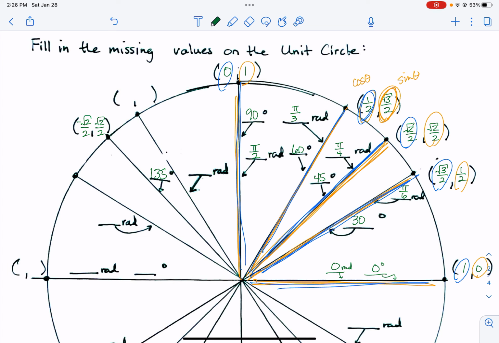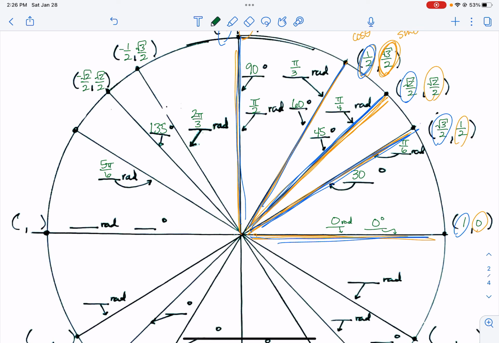In radians, this angle over here, that's your 2 pi over 3. And that's very similar to the pi over 3 coordinates, right? The only difference is we have negative 1/2 here, and then radical 3 over 2 here. Over here we have the 5 pi over 6 radians. And then on this 180-degree line, that's your pi radians, right? Coordinates here being negative 1, 0.